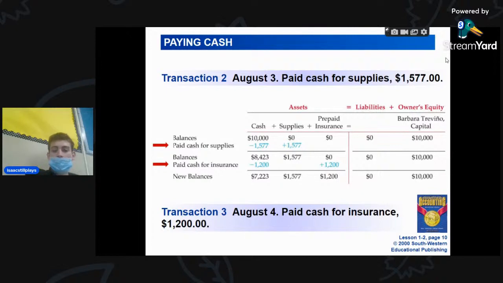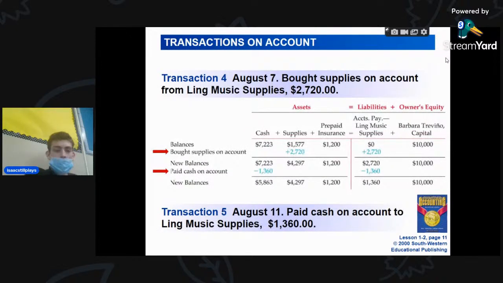All right. Going to introduce another account. We talked about it yesterday. Let me kind of scoot it over a little bit. There we go. All right, so what did we say liabilities were? Something we owe, right? All right, so it says on August the 7th, we bought some supplies. So do we have more supplies or less supplies? More.